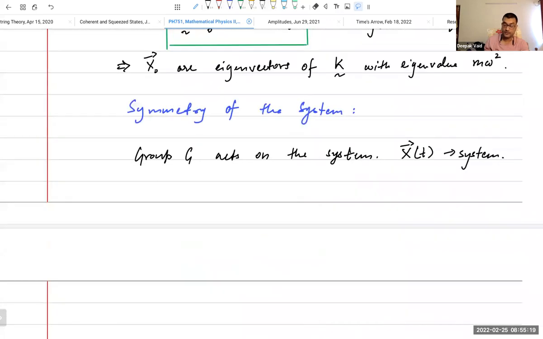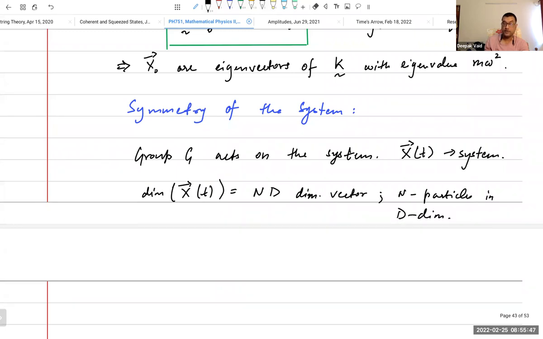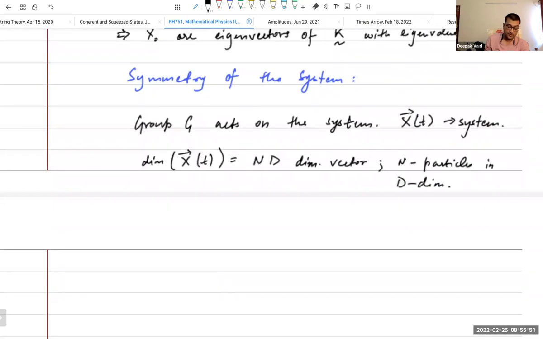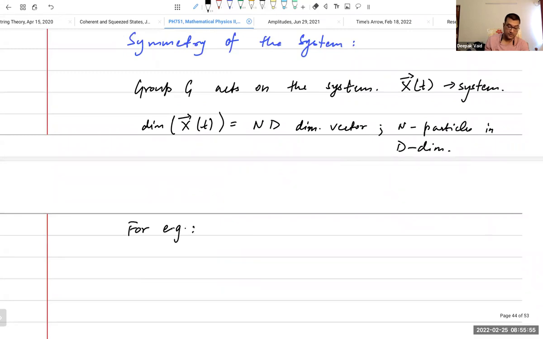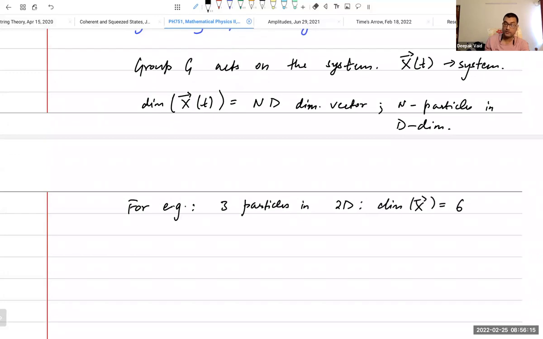So the group G acts on the system, and the system is given by these vectors x, right? So what is this x? It's an n times d dimensional vector, right? N particles moving around in d space dimensions. So if you have three particles in 2D, what is the dimension of this vector? It's 6, right? So this group acts on this 6-dimensional vector, right?